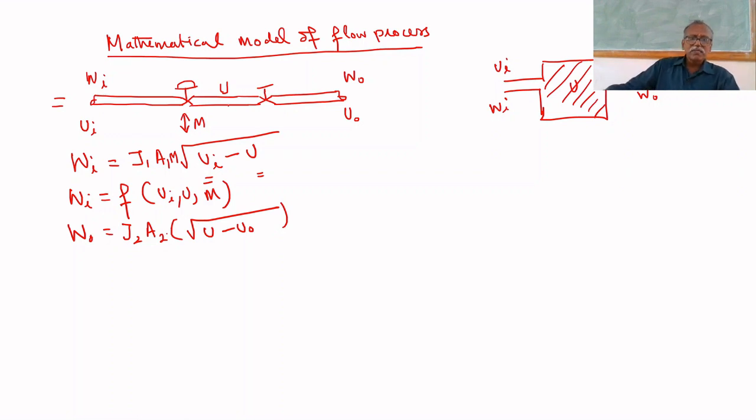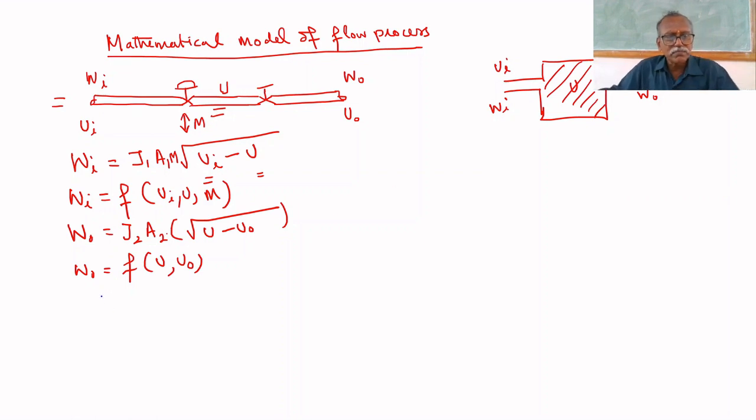But there is no accumulation here. There is no mass storage inside the tank. Whatever is entering is leaving. Therefore, W naught is a function of U and U naught.